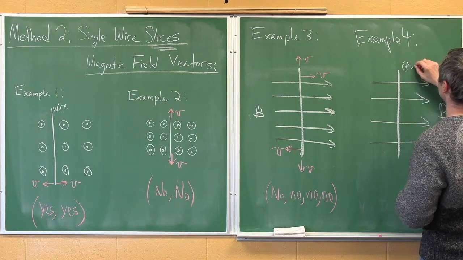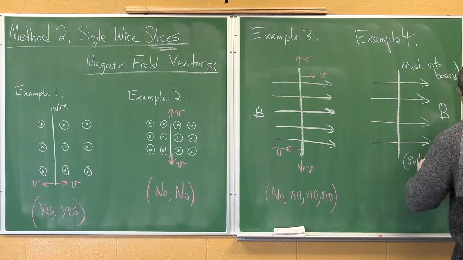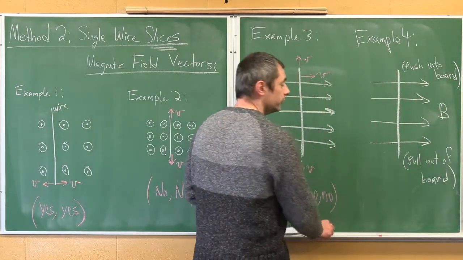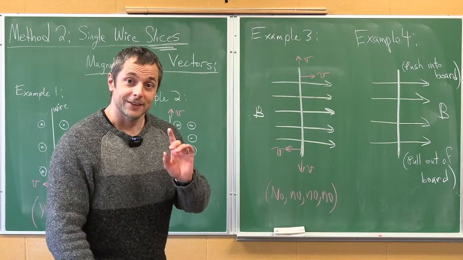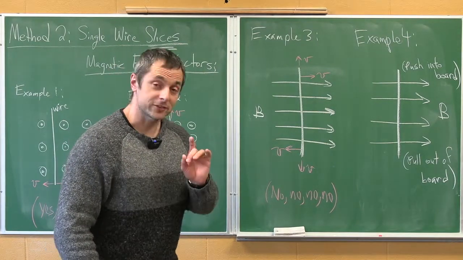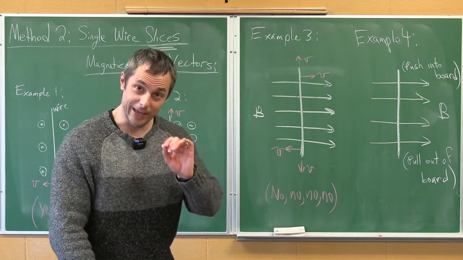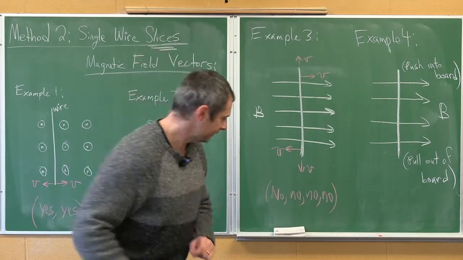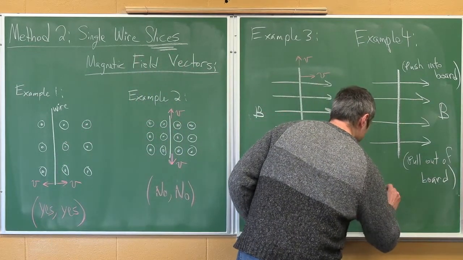So we have to write that in words. And in this case, what do you think? Is voltage created? Am I slicing the magnetic field lines? The answer is yes, in both cases.